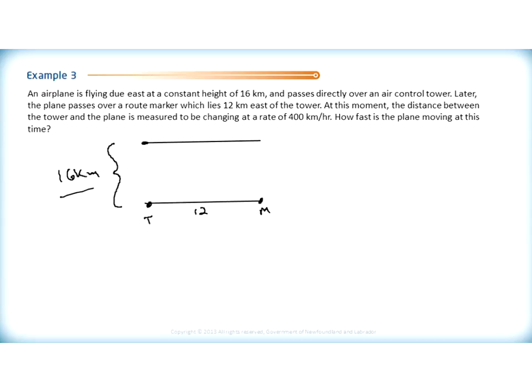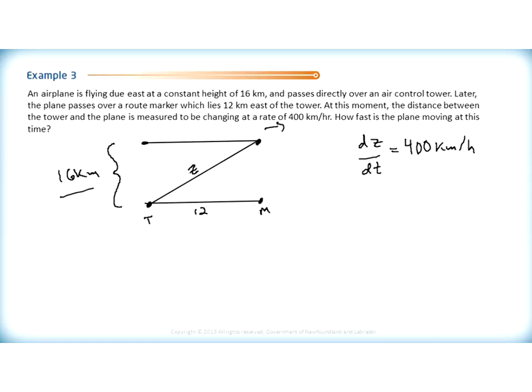so at the moment when it's crossing the route marker, the distance from the tower to the plane, so that's this distance, is changing at 400 kilometers per hour. So we better give that a name so we can call it a rate of change. So let's call that Z, and we'll say that dz over dt is going to be 400 kilometers per hour. It's going to be increasing as the plane is flying in this direction.